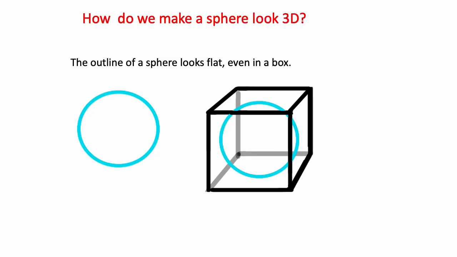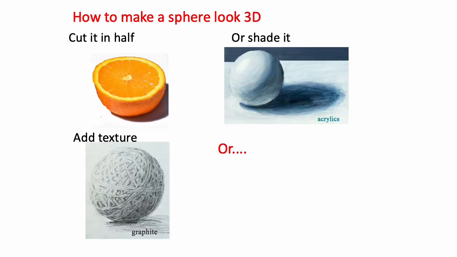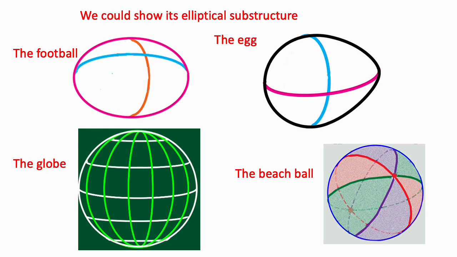How can we make a sphere look three-dimensional? The outline of a sphere is almost always a circle because it's the only form that generally doesn't change with the viewpoint. Putting it in a box doesn't help, it still looks flat, but we do have some tools. We could make a sphere look 3D by cutting it in half so that we see the inside and outside, by shading it, by adding texture, or by drawing the elliptical substructure.